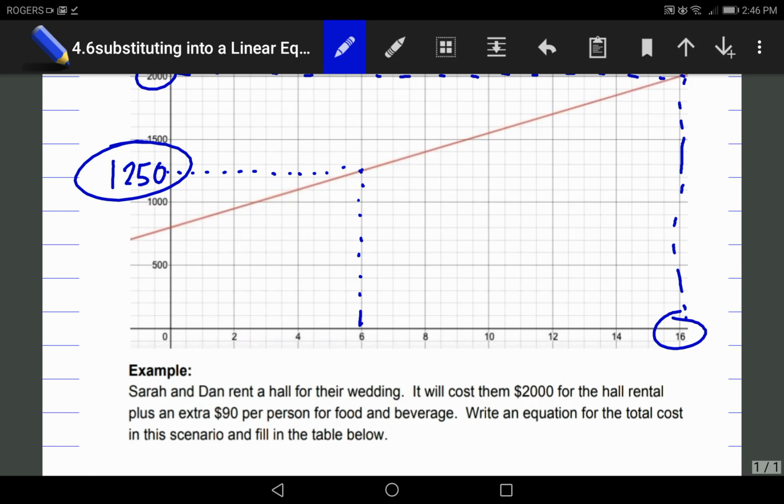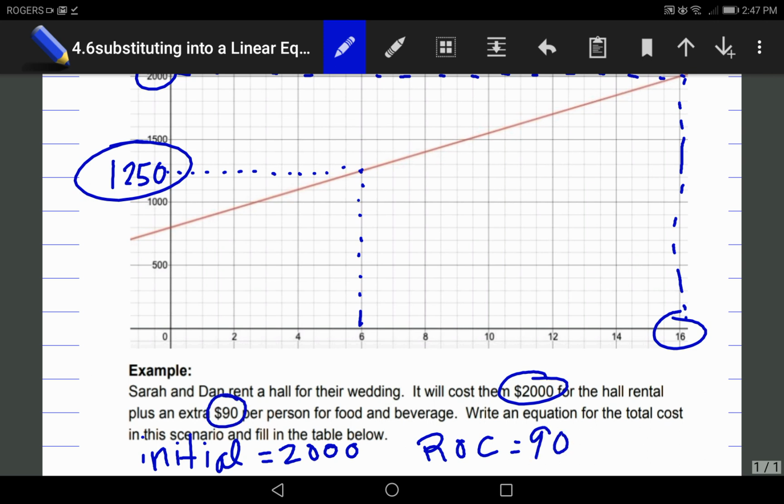The first thing you should always do with these questions is write down what you know. We know that the initial is what? 2,000. And our rate of change then is always going to be the number that is usually beside the word per or the word each or something along those lines. So it's going to be 90. Okay? Now we can answer the first part of this question.